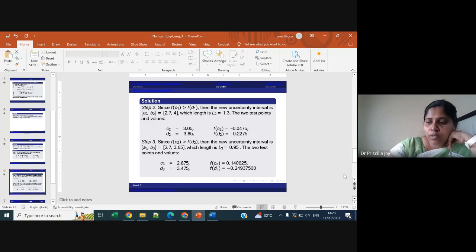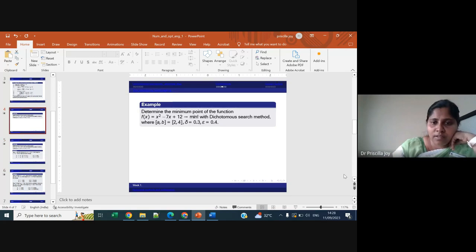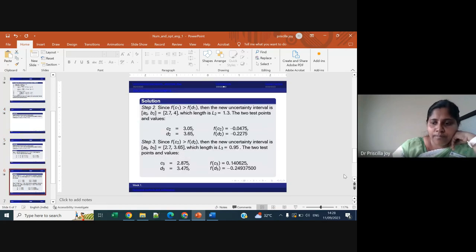So what is the 2 epsilon value? 2 into epsilon, which is given as 0.4, right? 0.4 times 2 will give you 0.8. So 0.95 is not less than 0.8. Okay, so we need to continue further. When we continue as such in finding CK as well as DK, we get the values 2.875 as well as 3.475.